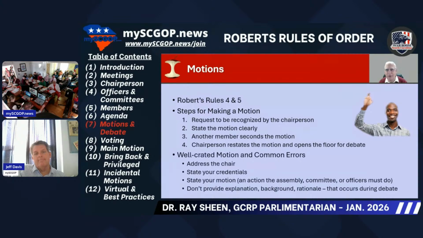First, a well-crafted motion. Mr. Chairman, I'm Ray Sheen from Clear Creek Precinct. I move that we make a modification to the bylaws by changing paragraph 1.2 to read blah, blah, blah. Notice that I address the chairman. I state who I am and the precinct I'm from. I state the specific action that I'm requesting.